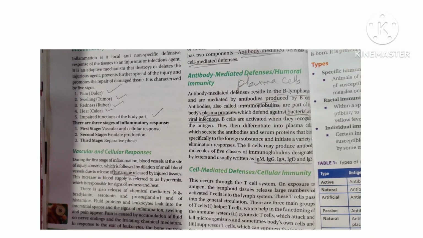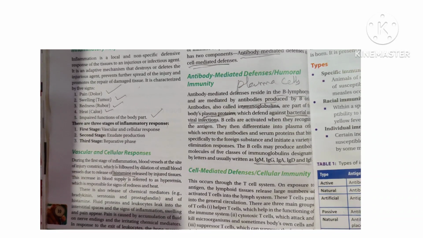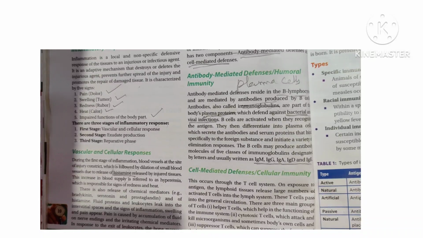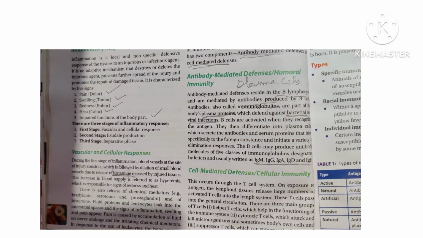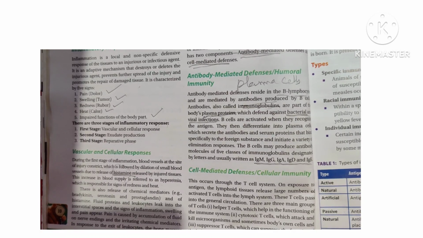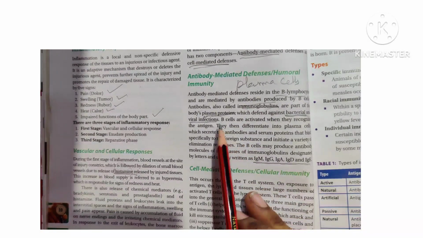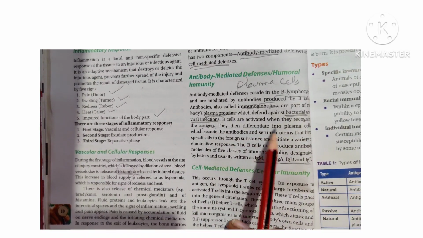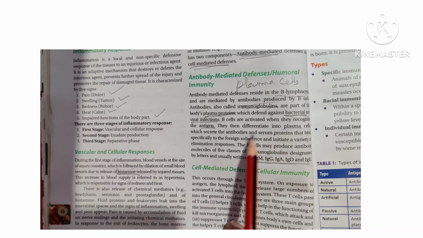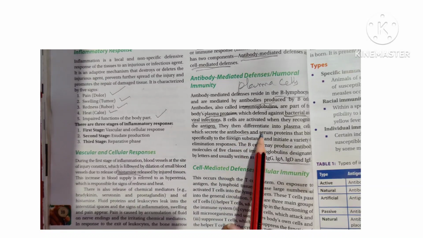So what is responsible for the production of these antibodies? B cells or plasma cells. B cells are nothing but B lymphocytes or plasma cells. Okay, so these B cells are activated whenever they recognize the antigen. Then they differentiate into plasma cells which secrete antibodies and serum proteins.